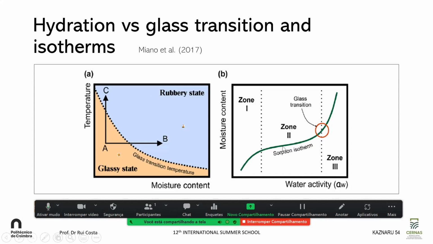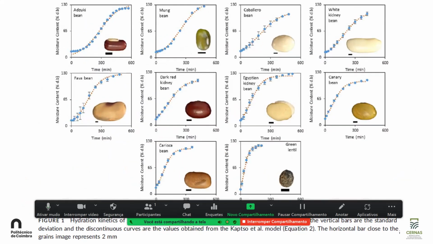This is the most typical. It happens at this value of moisture content and water activity. Here is where it changes from the glassy state to the rubbery state. So there are authors that made these studies and saw that certain kinds of beans follow the sigmoidal shape of moisture content uptake along the time.